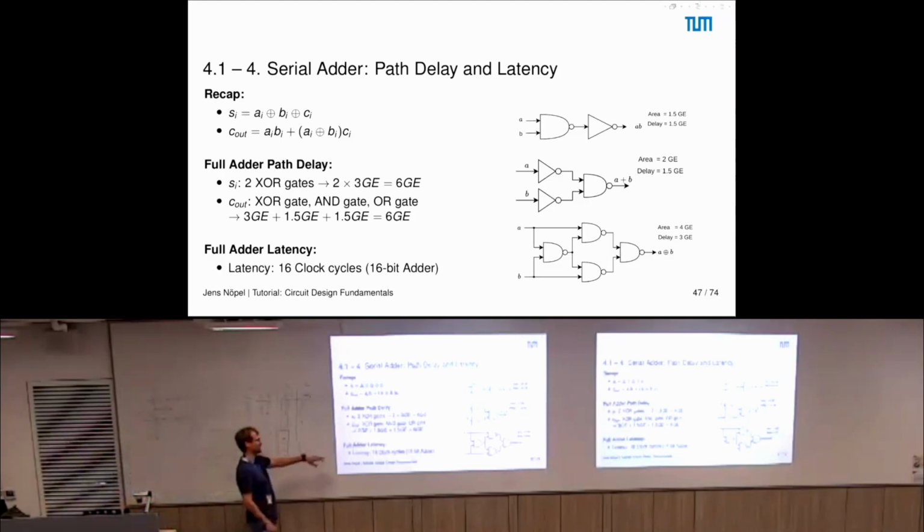What is the latency? The delay is like 6 gate equivalents. But since we have a serial adder, we can only process 1 bit per clock cycle. That means to process all 16 bits of the serial adder, we need 16 clock cycles to do so. Make sense? All right.